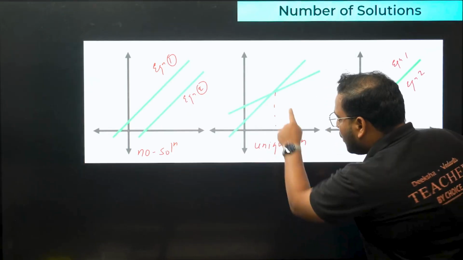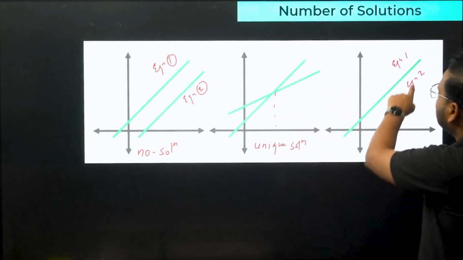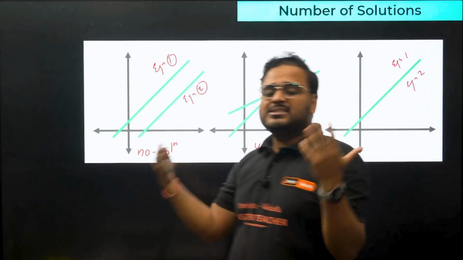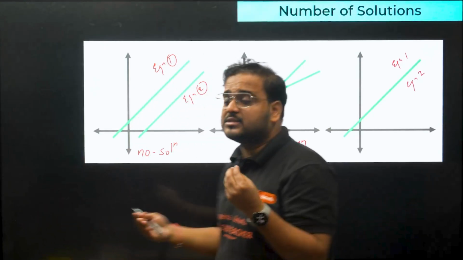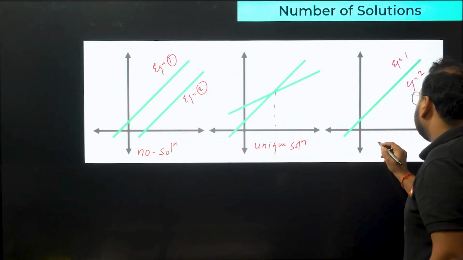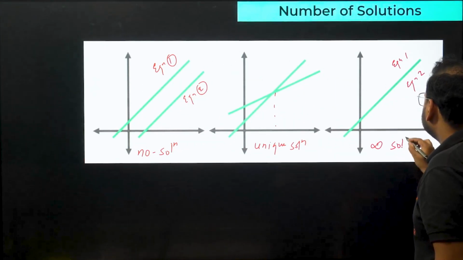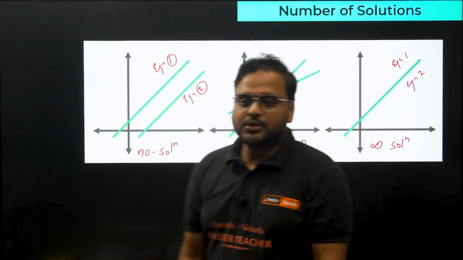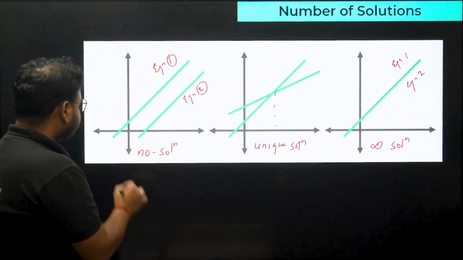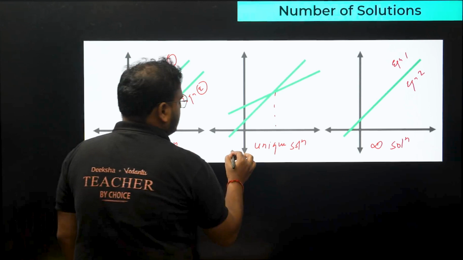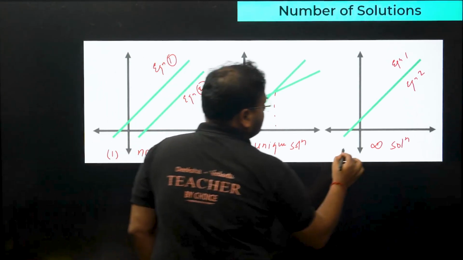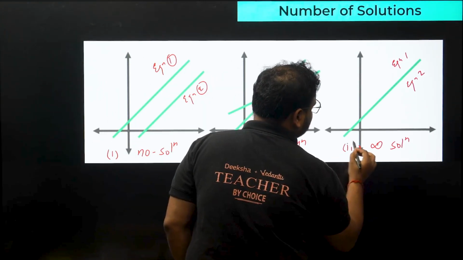Here we had one intersection. Here we have how many? An infinite number of intersections. So the answer will be infinite solutions. Please check. Case 1, no solution. Case 2, unique solution. And case 3 is infinite solutions.